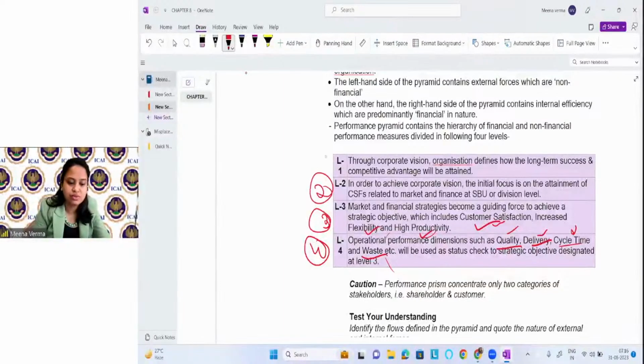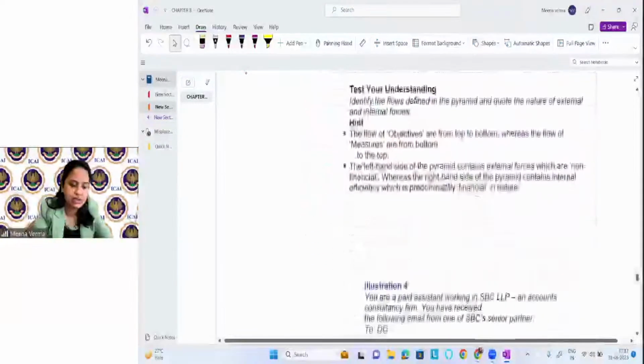Second level is what? Internal focus is on attainment of critical success factors to the market and finance. So here they are considering the internal and external focus, and they have mentioned that it is all important to achieve the long-term success and competitive advantage, right? So it is all mentioned here.